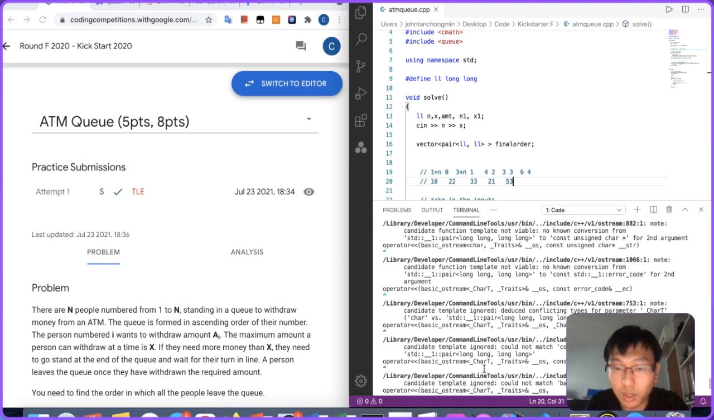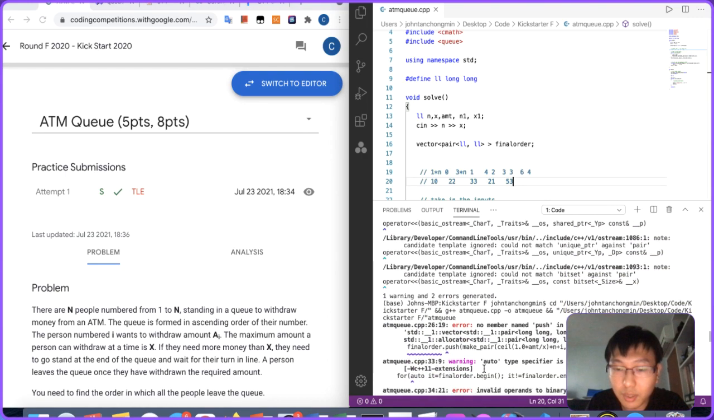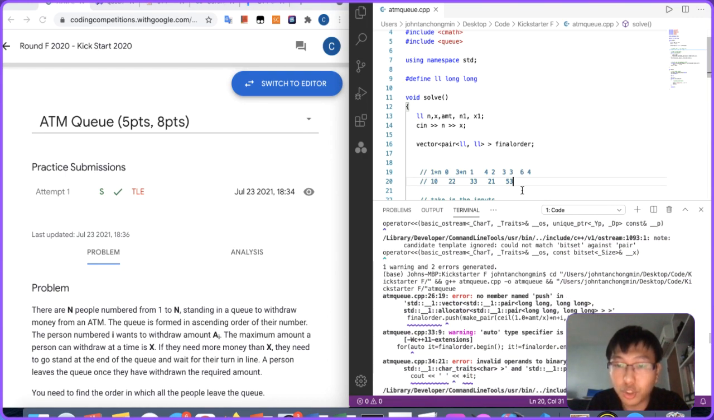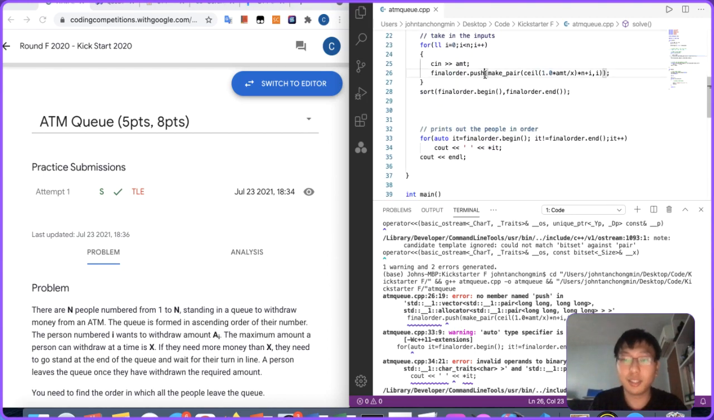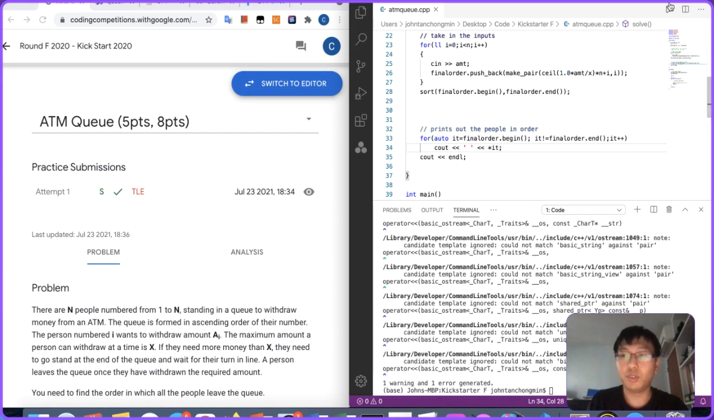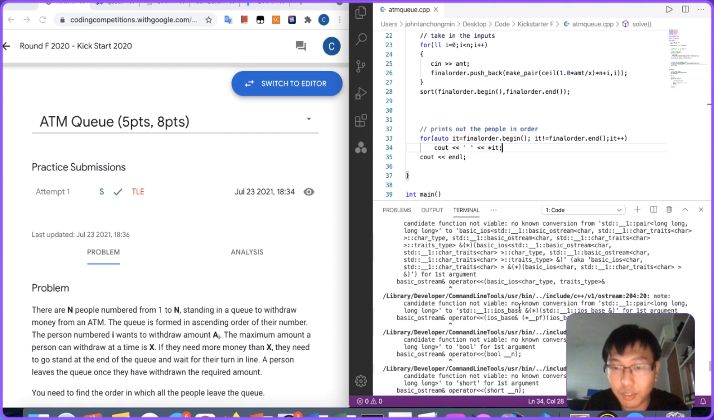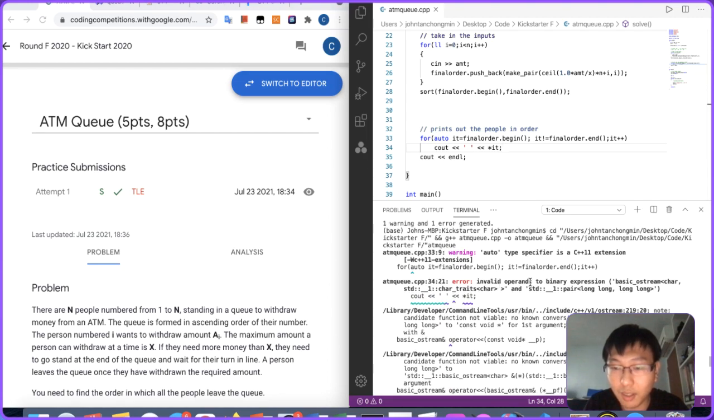Let's see the warning. I don't care, I just want to see the error. Error: no member called push. It's actually push_back now. Push was for queues, push_back is for vectors. Okay, let's try again. If you don't really know programming, this looks kind of messy, but it's perfectly normal for programming. Error: invalid operands to binary operation.